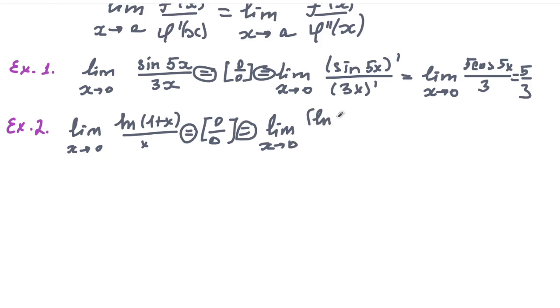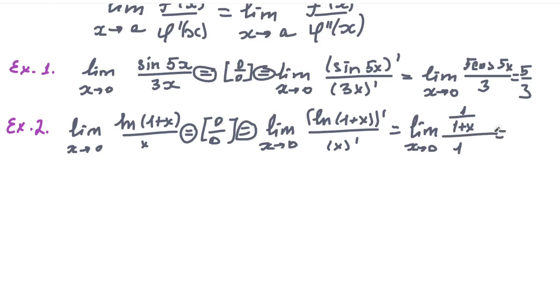Derivative of the numerator over derivative of the denominator. We know that the derivative of natural logarithm is 1 over the argument. The derivative of the argument in our case is equal to 1. The derivative of x is 1, and we have 1 over 1 plus 0 over 1. It is 1.